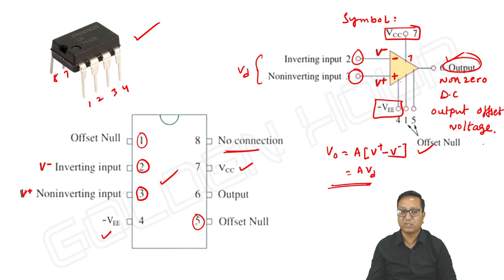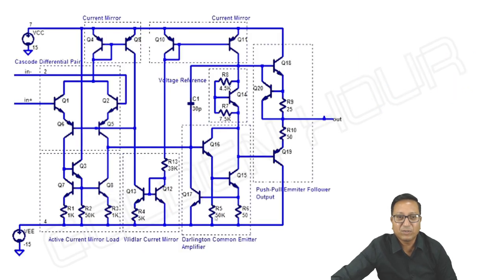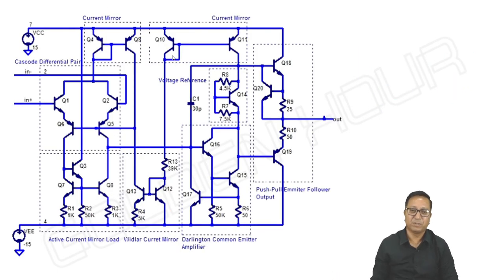To nullify that offset voltage, we make use of pins 1 and 5, which are known as offset null. How it is so, all those things, because it's the very first session, you will be learning down the line. And if you look at the internal architecture of this integrated circuit, it has 20 transistors inside. It's right, 20 BJTs, starting from Q1 to Q20, the last one, and 11 resistors.